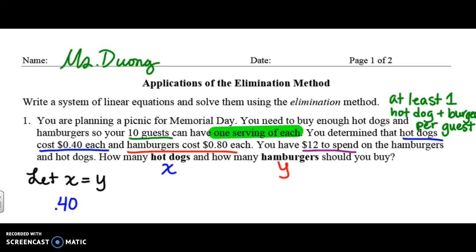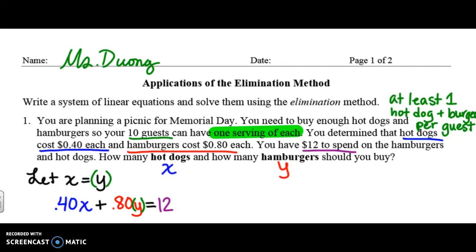Alright, the next equation, we're going to make sure to put the prices. Now, you could put 40x instead of 0.4x if you want to use whole numbers instead of decimals, but if you do so, make the $12 into 1200 if you're talking in terms of pennies and cents without any decimals. But I'm going to use the decimals since the question is written with the decimals.